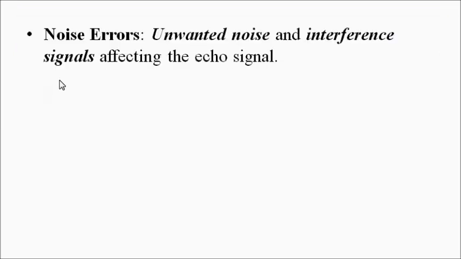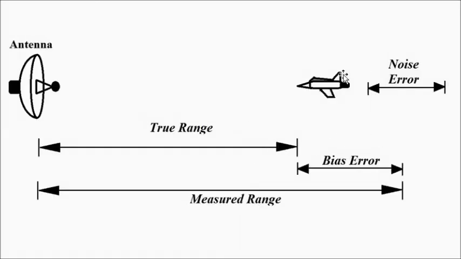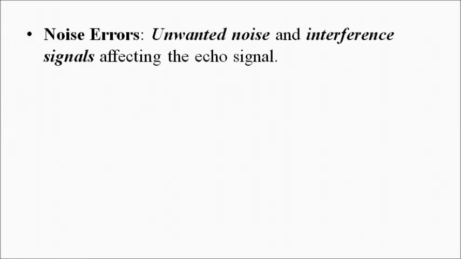Then we have noise errors. Like with any signal processing analysis or anything which involves signals, there will be noise errors, which are the unwanted, undesirable signal interference components which affect the quality of the echo signal. It causes the measured parameter to either exceed or decrease from the actual value. So that is because of the noise error, the unwanted interference signals.